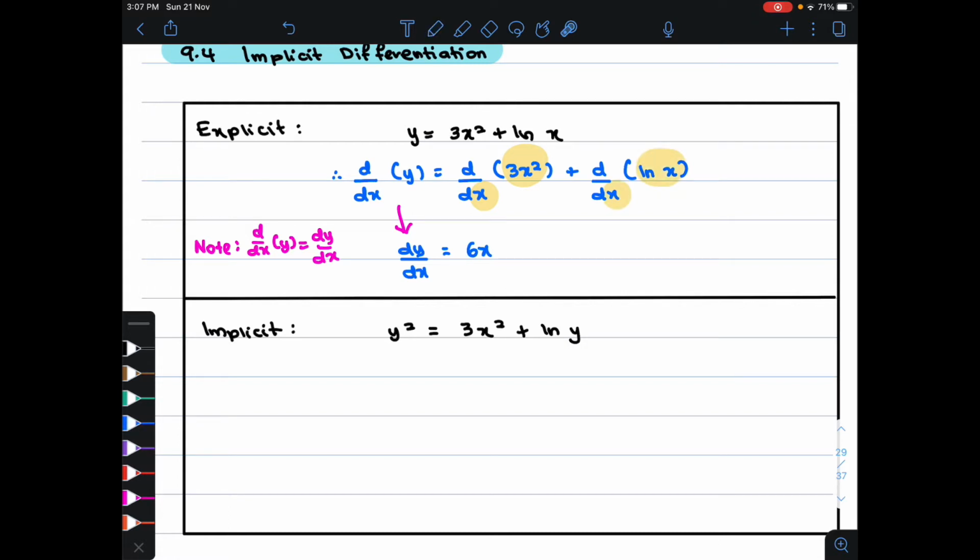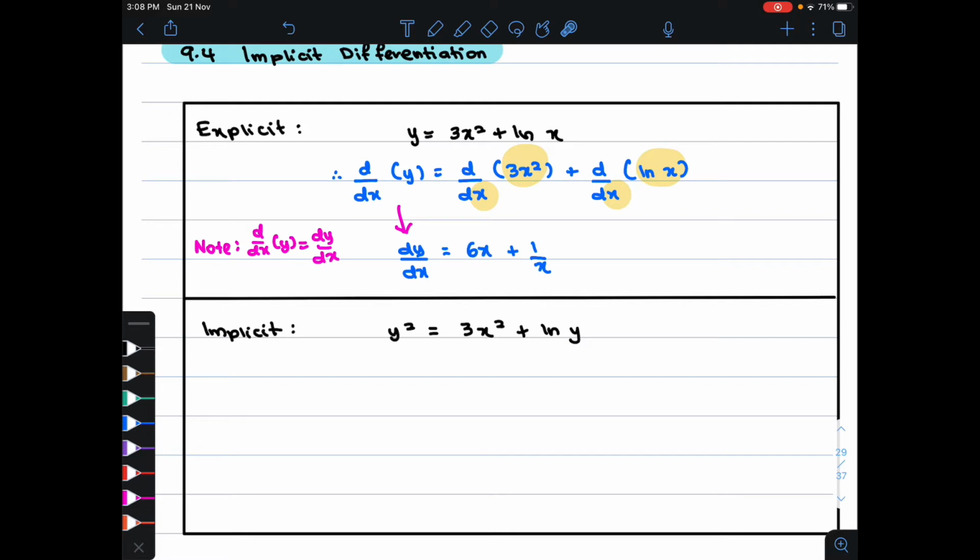And the last one is to differentiate ln x with respect to x. Since this is x and this is also x, this means that we can differentiate ln x, and the answer is 1 over x. So our aim when we differentiate is to find dy over dx, which is this one. So straightforward, when you can find the answer like this, it is explicit.